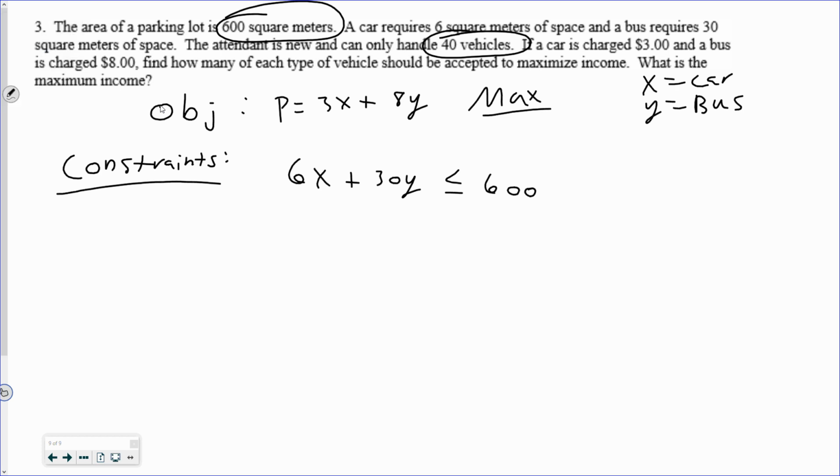And at the same time, my other constraint is that the total amount of vehicles needs to be less than or equal to 40. I cannot go over. Everyone okay with that? All right.